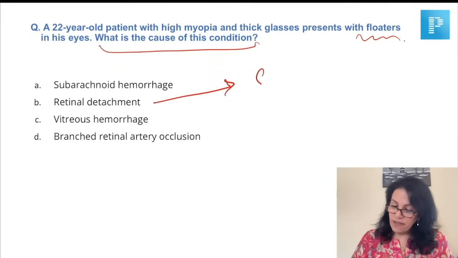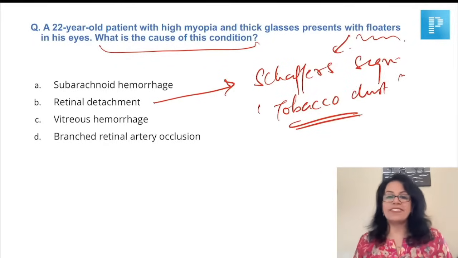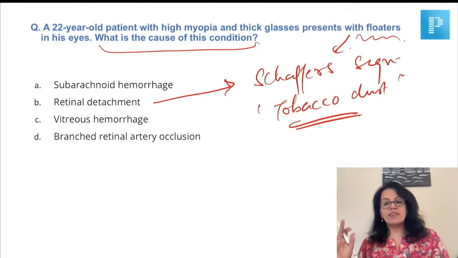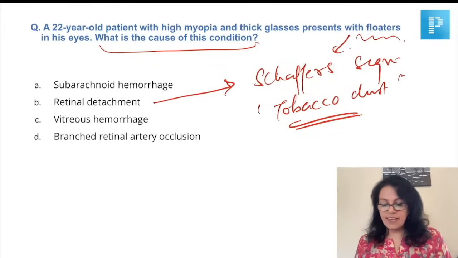Okay. So revise with me, what was that sign known as? We called it Schaffer's sign. If there are floaters in RD, it is Schaffer's sign. Or if you remember, we also call it tobacco dust. It's an exam question. For RD, two things: shifting fluid is exudative RD, Schaffer's sign is rhegmatogenous RD.